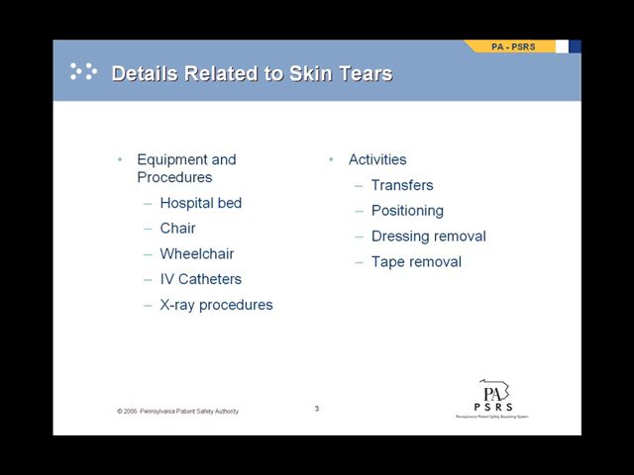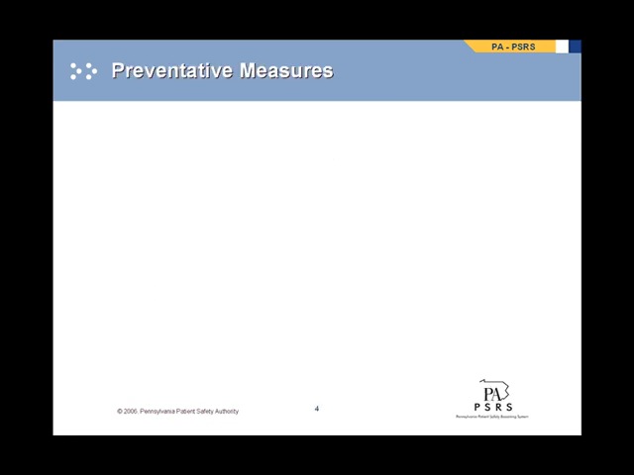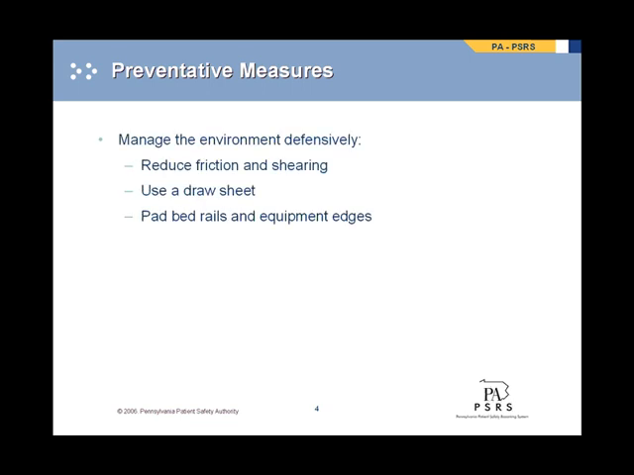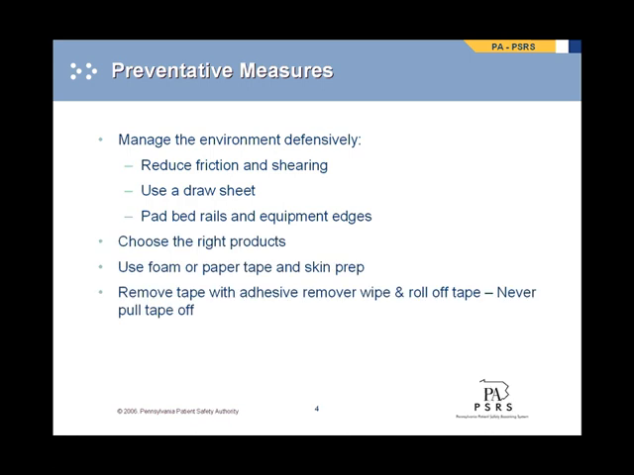Now let's consider preventative measures. The following measures will help minimize the risk of a skin tear. Manage the patient's environment by reducing friction and shearing and using a draw sheet. When possible, pad bed rails and equipment edges. Choose the right products for your patient. For instance, use foam or paper tape and skin prep. Be sure to use an adhesive remover and roll off the tape. Never rip or pull tape off. And be sure that all are educated to skin tear prevention, including staff, patients, and families.